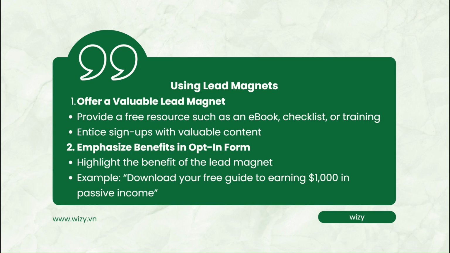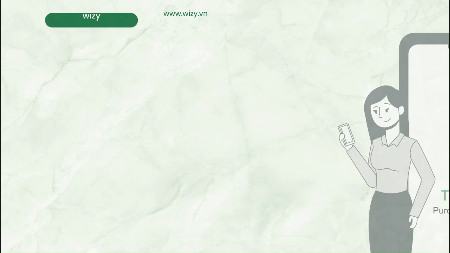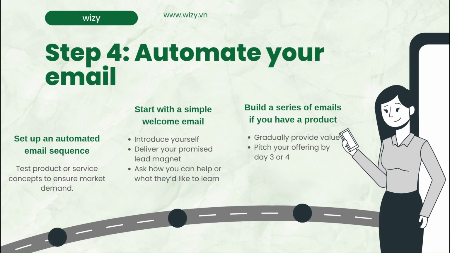Pro tip: offer a valuable lead magnet, a free resource like an ebook, checklist, or training to entice signups. Make sure your opt-in form emphasizes the benefit, like download your free guide to earning $1,000 in passive income.